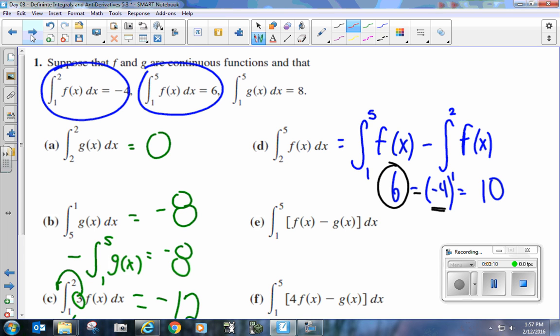How come? If I went from 5 to 1, that's this one right here, I get 6, right? Then instead of going from 2 to 1, I'd have to go from 1 to 2, wouldn't I? I'd have to flip these. But what happens when I flip? Don't I negate what that value is? So instead of being a -4, I would negate a -4, which is a +4. And additivity means you add them, right?